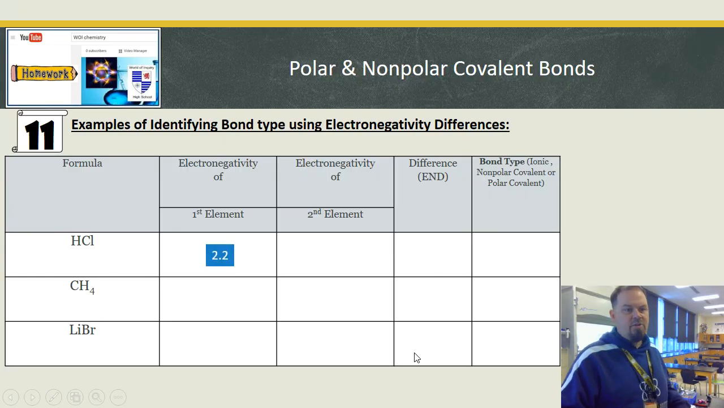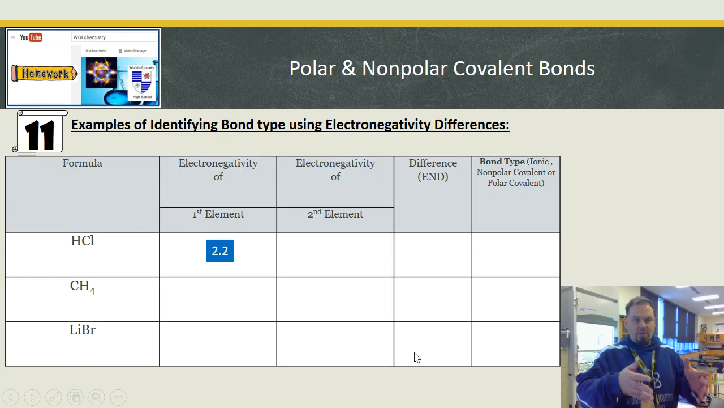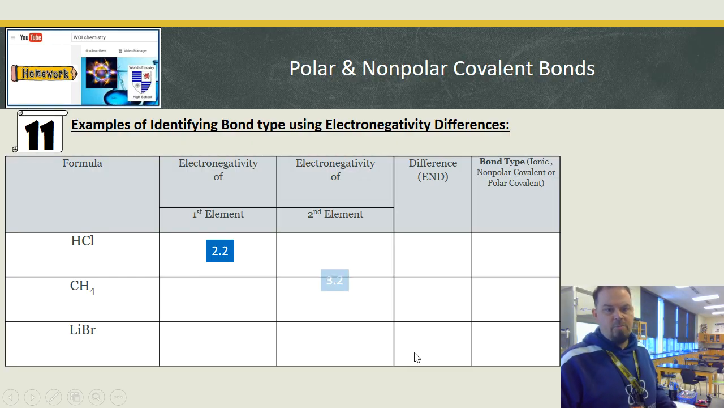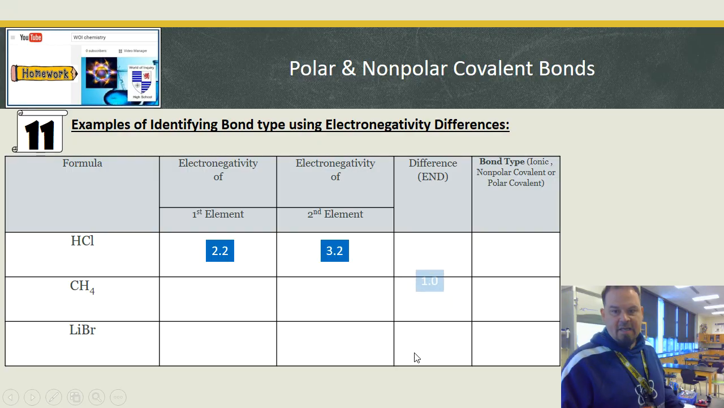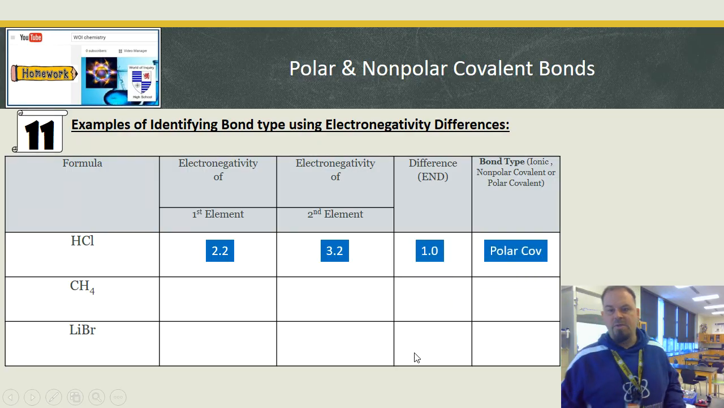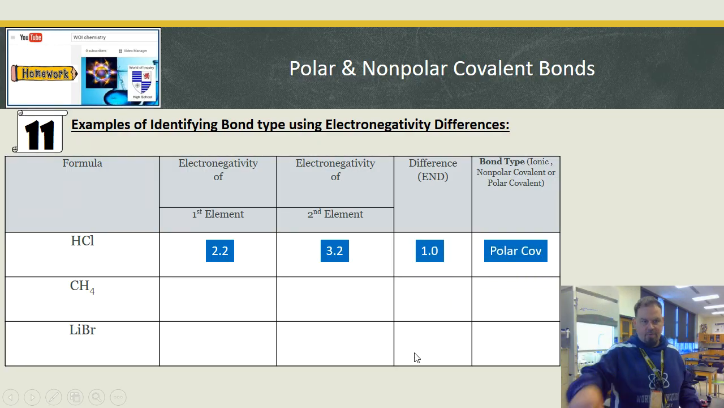So when I do this, I just look these guys up. So HCl is the first one. So when I look up its electronegativity, it's 2.2. Look up Cl, it is 3.2. Subtract them, I get a difference of 1, and that falls in that range of polar covalent from our notes.